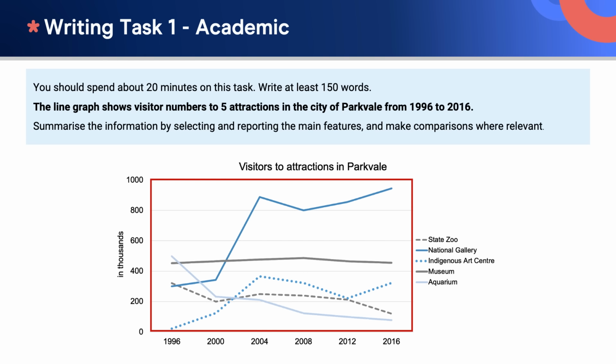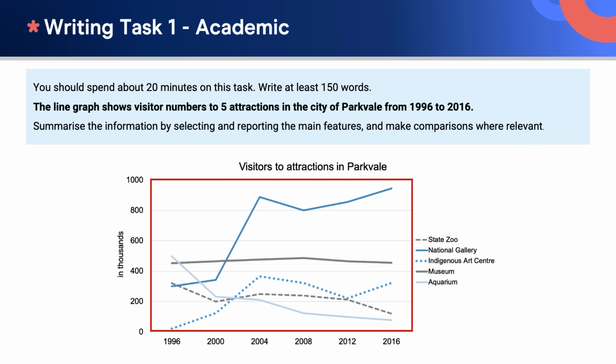What jumps out at us at first glance, in the first 10 seconds? The National Gallery is by far the most popular attraction for most of the period. The museum's visitor numbers have stayed much the same. Those 2 trends are immediately obvious and are enough for our first impression of the data in the graph. It gives us somewhere to start from.